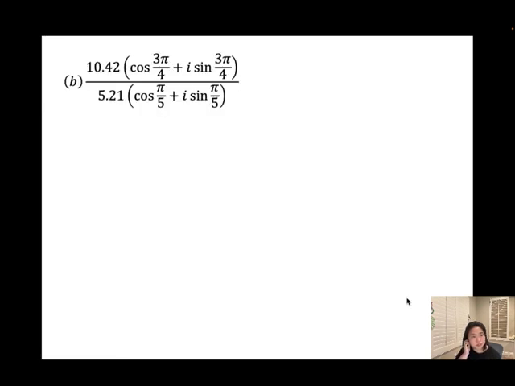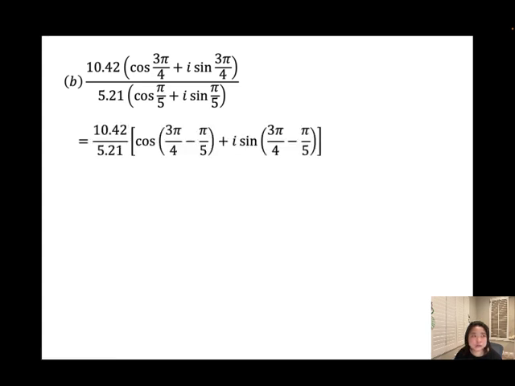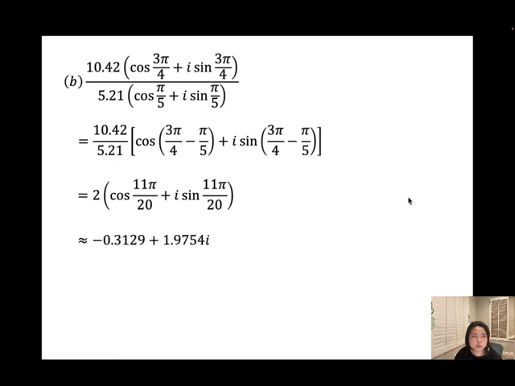Okay, last one. This time we want to do the division. So 10.42 divided by 5.21, and then we're going to subtract. The angle will be 3 pi over 4 minus pi over 5. Do your math. Wow, this is pretty good. When you divide, you should get a 2 here. And then get the same denominator. You should get 11 pi over 20. Make sure you change your calculator to radian, not degree, radian. That will be the final answer.